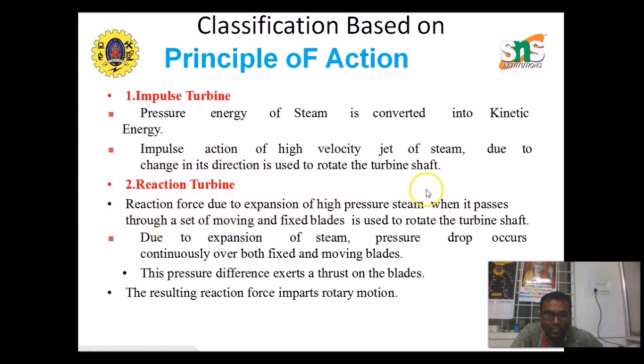Reaction force due to expansion of high pressure steam when it passes through a set of moving and fixed blades is used to rotate the turbine shaft. Due to expansion of steam, pressure drop occurs continuously over both fixed and moving blades. This pressure difference exerts a thrust on the blade. The resulting reaction force imparts rotatory motion.